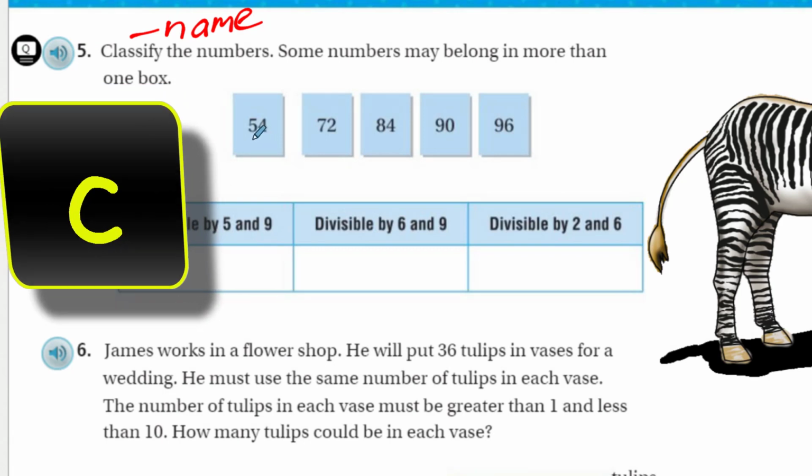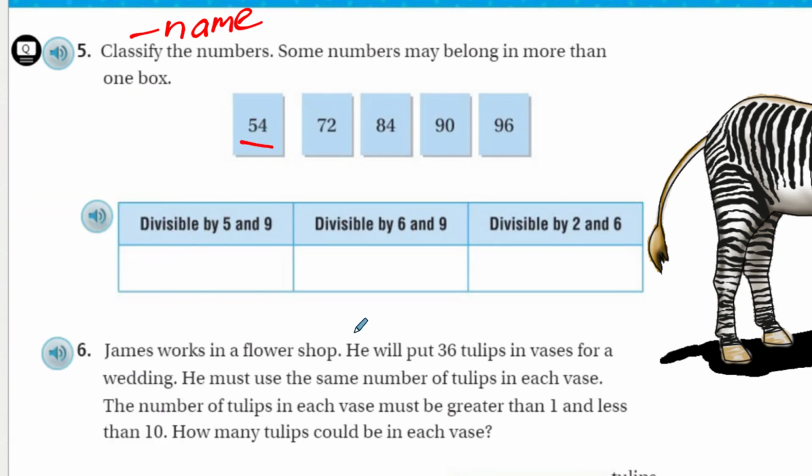Okay, well let's just start with 54 and we'll just go all the way across because it says that it could end up in a different box. Now remember our divisibility rules, with 5 and 9. 5, remember, ends in 0 or 5. For 9, remember, a number is divisible by 9 if when you add all the digits together, it's divisible by 9. And then 6, remember, that's if 2 and 3 are divisible by the number, then 6 will be too. And then finally, we have, if it's divisible by 2 and 6.